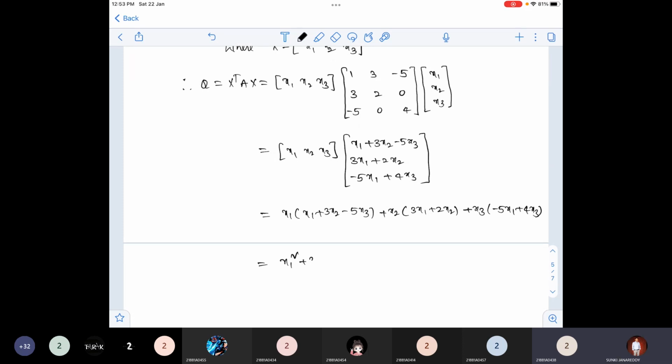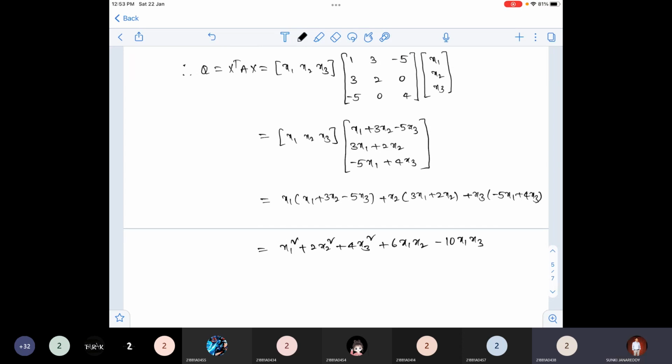Now, what can we get? x1 square, plus 2x2 square, plus 4x3 square, plus 6x1x2, and minus 10x1x3. These only you can get.